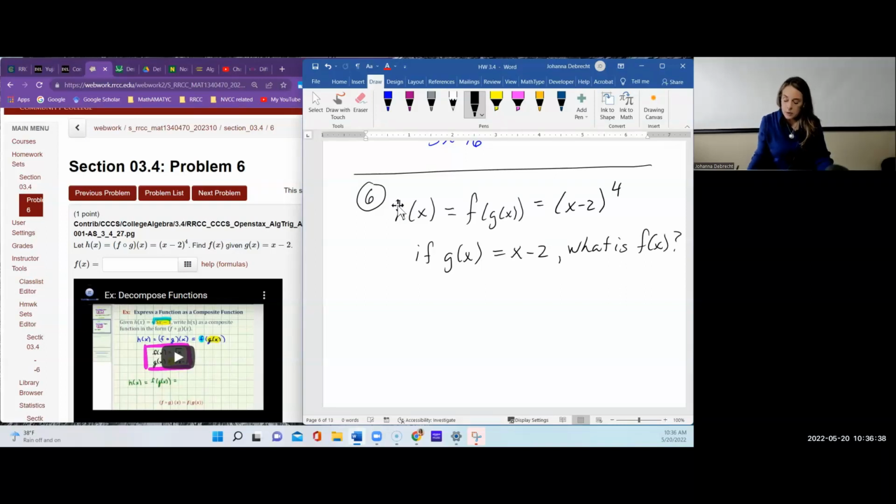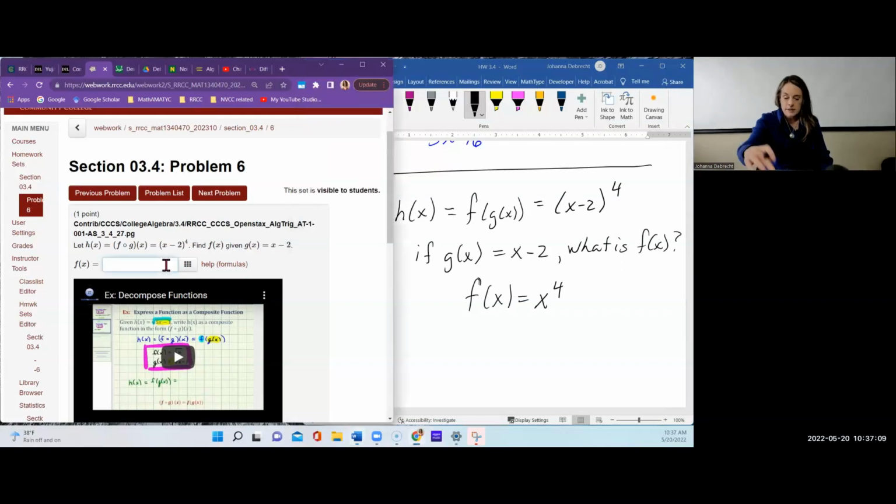Well, it can be a little more difficult to figure this out because you're having to remember that the inside function replaced the variable x. So f of x would have had a variable in place of this x minus 2. In other words, f of x would have been equal to x to the 4th. Then you would have opened an empty set of parentheses in place of the variable x and dumped inside x minus 2. So f of x is x to the 4th.